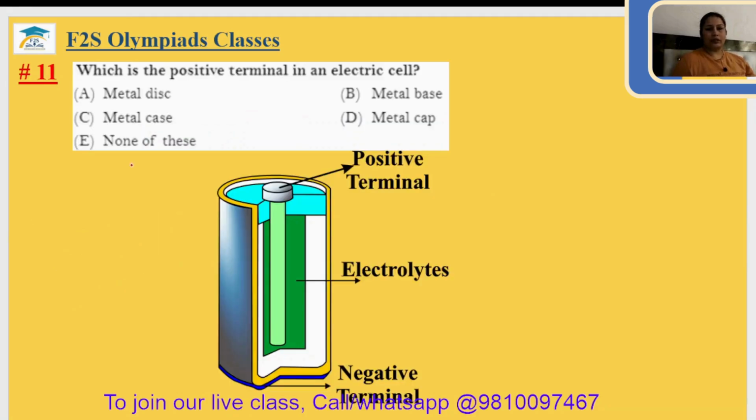Question number 11. Which of the following is the positive terminal of an electric cell? The positive terminal of an electric cell is the cap. And the container, the bottom of this, is the negative terminal. So metal disc, this is the negative terminal, metal base, negative terminal. We can say metal cap is the positive terminal. The 11th answer is option B.